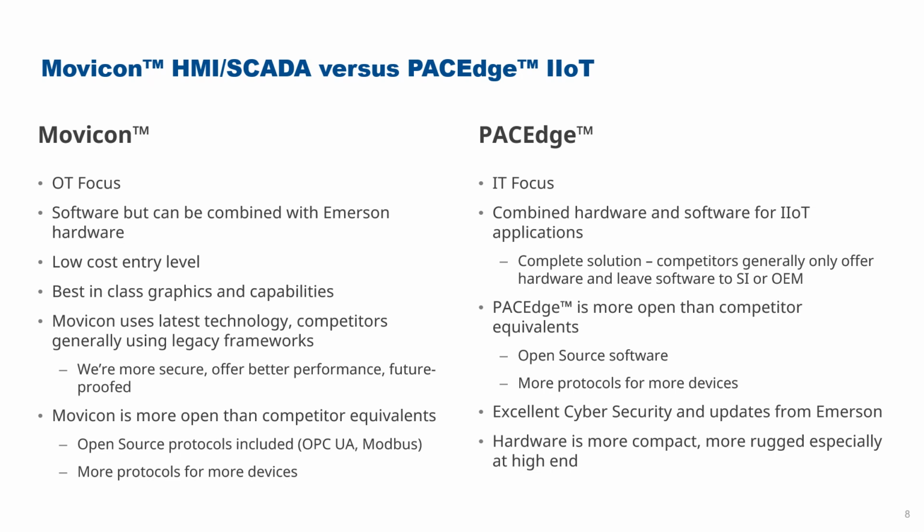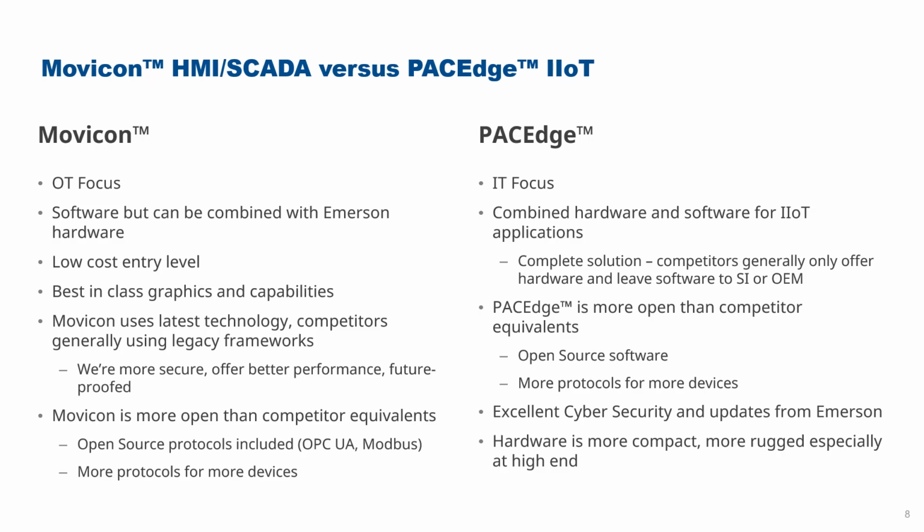A lot of our competitors generally only offer the hardware and leave the software to the system integrator or the OEM, or some of them offer a cloud-based solution but no hardware to allow you to actually interface to that cloud-based solution. So PACEdge gives us a lot more than our competitors' equivalents, and it's also open in the same way that Movicon is. We use a combination of open source software, and we support multiple protocols as well as open protocols. We also support proprietary PLC type protocols.